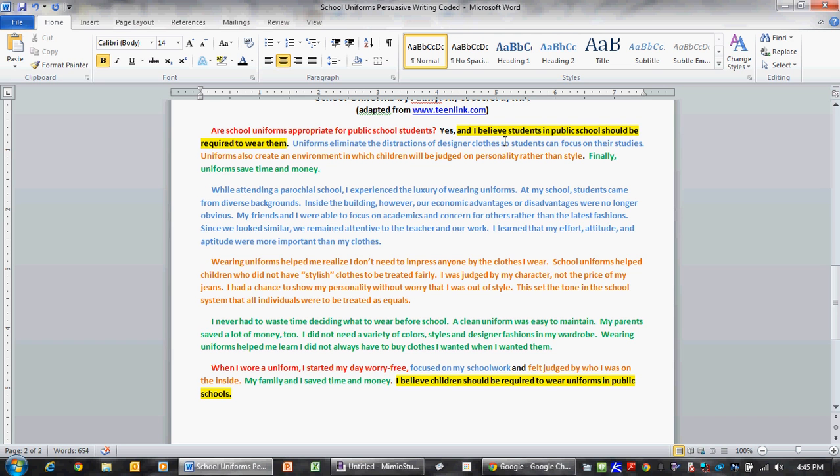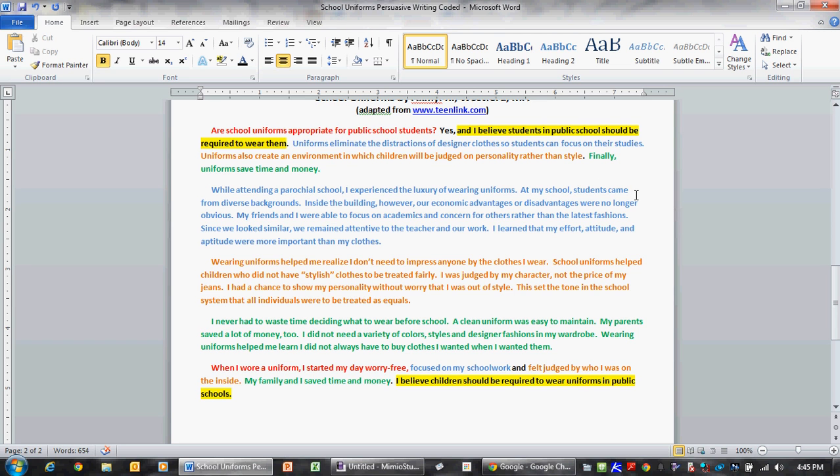The first one is that they eliminate the distractions of designer clothes so students can focus on their studies. The second reason is that uniforms also create an environment in which children will be judged on personality rather than style. And the third reason, they've even used a transition word, finally, to say finally, uniforms save time and money.